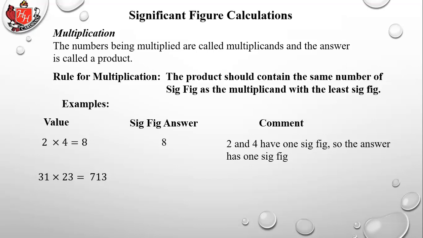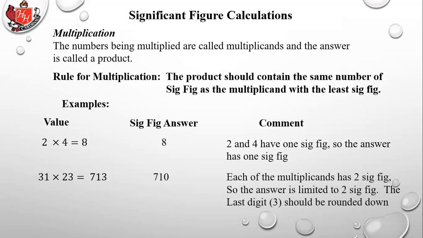Now this one is tricky, and students miss this one. That would be 710. So they look at it and they say, well, there's only 2 significant figures in both of those multiplicand numbers, so the final answer can only have 2 significant figures, so that's going to be 71. But each of the multiplicands has 2 significant figures, so the answer is limited to 2 significant figures. The last digit, 3, should be rounded down.